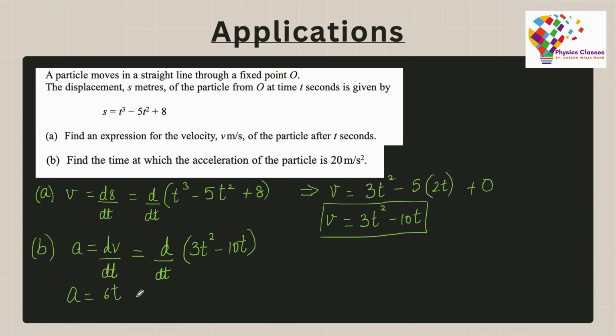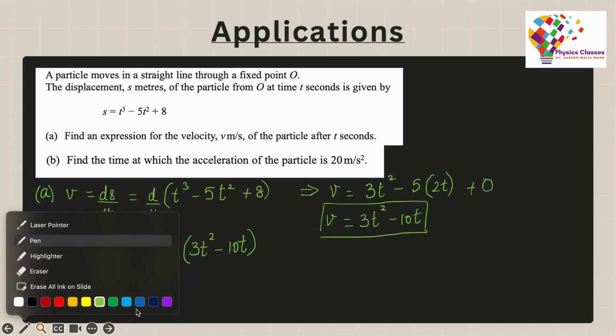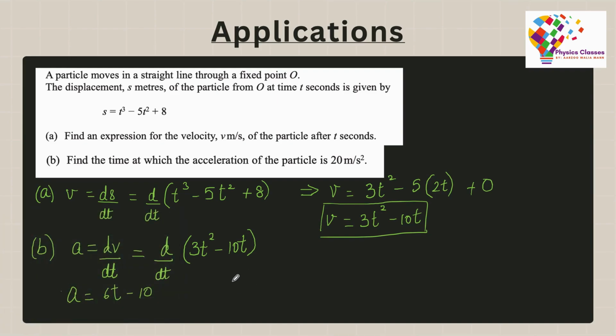Now as per the question, acceleration is given to us as 20. So I can substitute this a as 20. So 20 is equal to 6t minus 10, which is further equal to 30 equal to 6t. And from here I get my time as 5 seconds. This is how we use differentiation in physics. This is one of the typical applications of differentiation in physics.